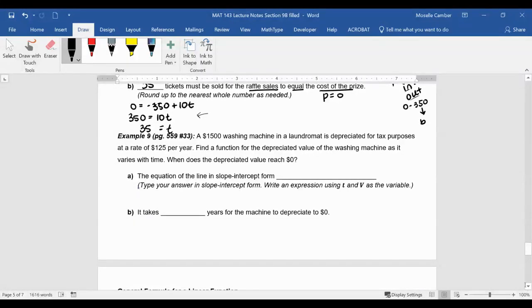Example 9: a $1,500 washing machine in a laundromat is depreciated for tax purposes at a rate of $125 per year. Find a function for the depreciated value of the washing machine as it varies with time. When does the depreciated value reach 0? So here it tells us that the depreciated value varies with time, which tells you that time is your independent and the value is your dependent.